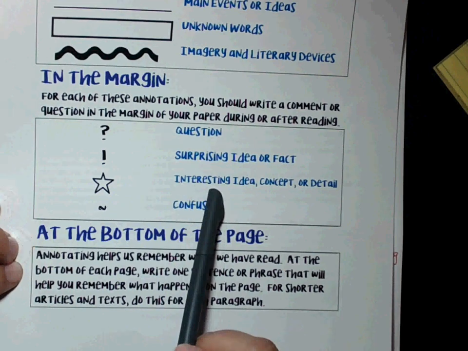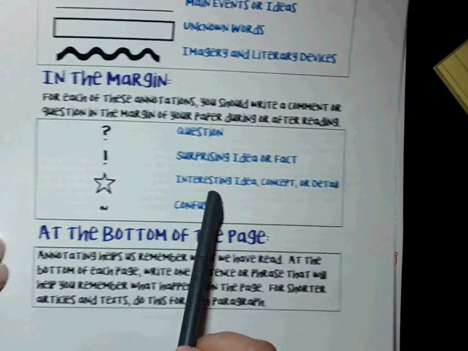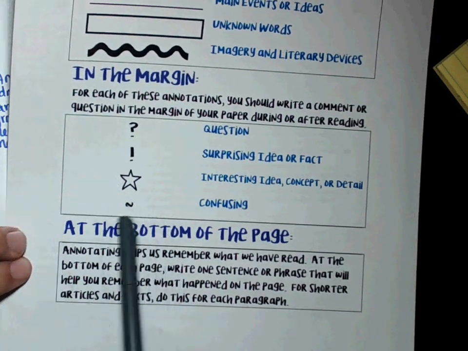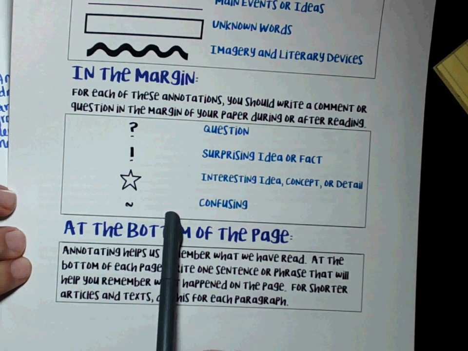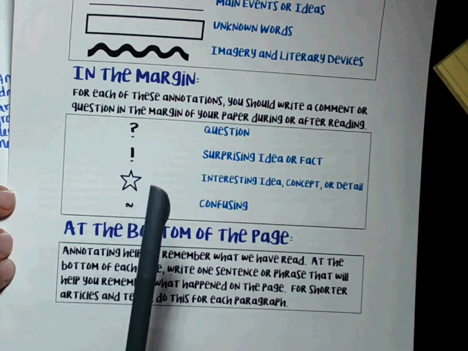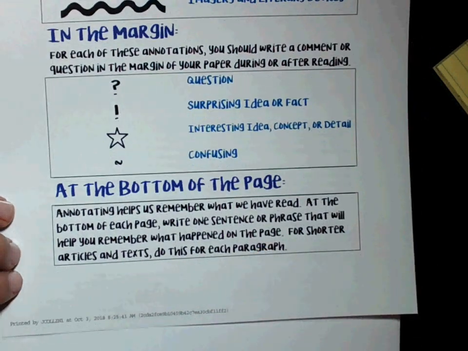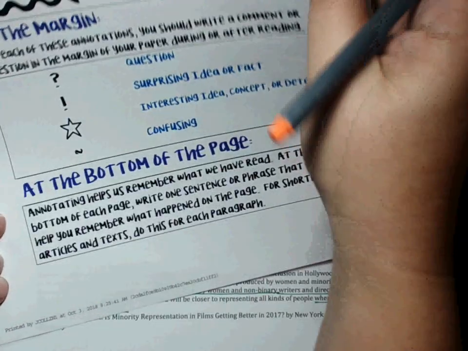A star could be something that you found interesting. Put a little note somewhere about what you found interesting about it, and then a little squiggle or a tilde for something that you find confusing, and then jot a little note about what's confusing you about that. And it's okay if in your article you come across some information that you don't completely understand.